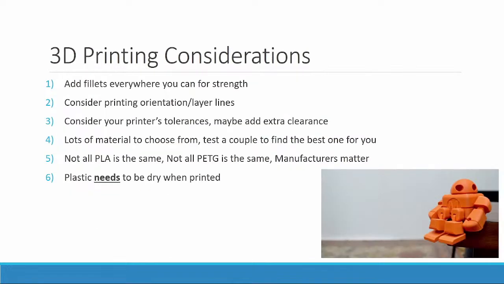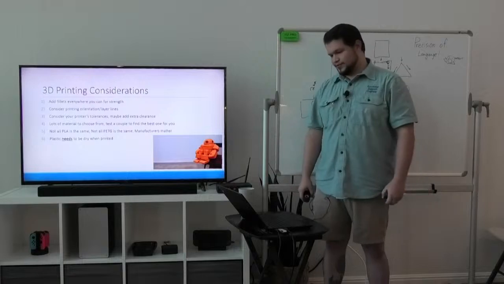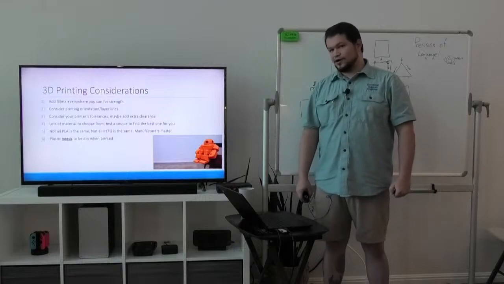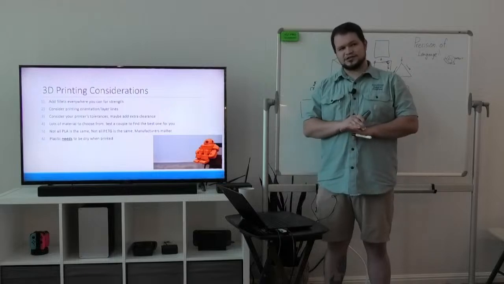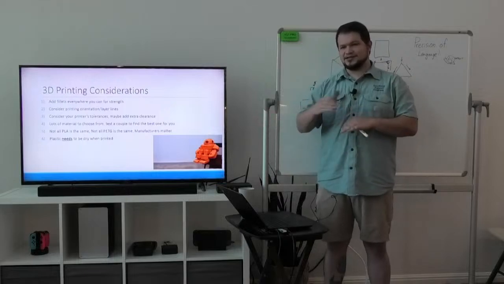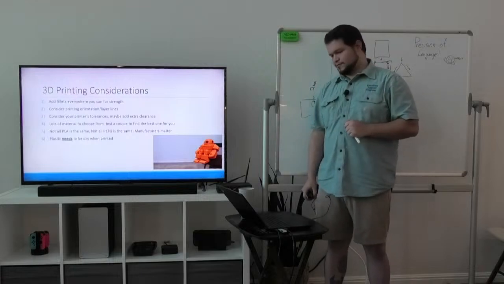And then there's 3D printing considerations. The first consideration is that you should add fillets everywhere you can. It gives it a lot more strength because of the stress concentrations. When you have sharp points in 3D prints and you hit it real hard, they tend to want to break right at the sharp points. You should also consider where your layer lines are going to be, because it's easier for 3D prints to shear across layer lines than it is to shear perpendicular or normal to layer lines.